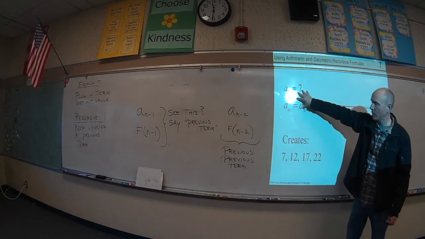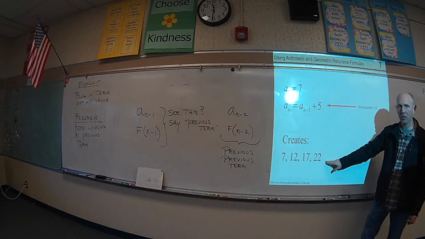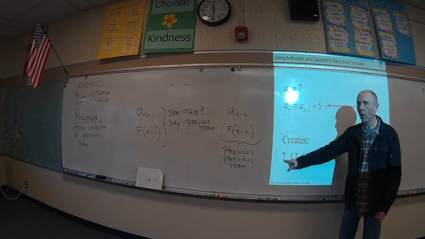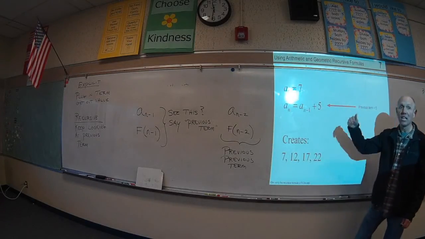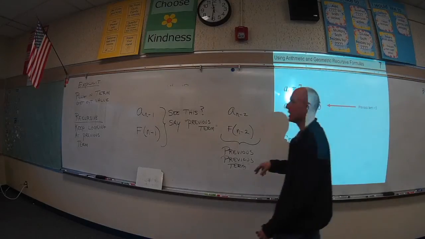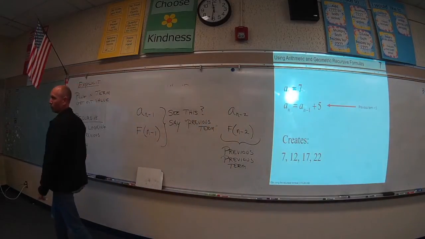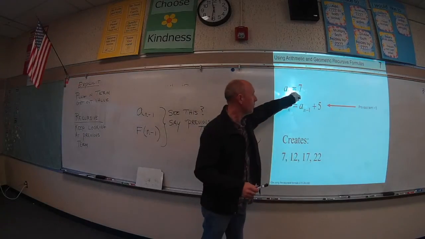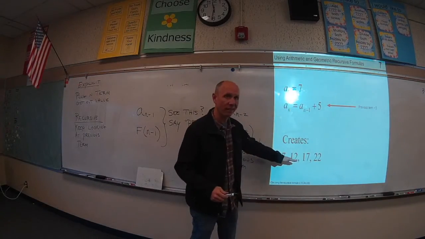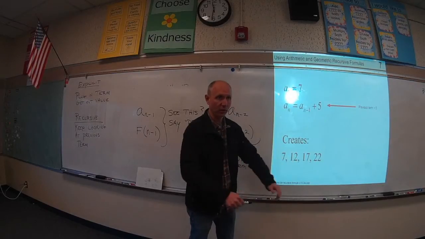These 2 things create this. And it doesn't create it by me throwing in a 1 and getting out a 7, throwing in a 2, getting out a 12, throwing in a 3, 17. Nope, I'm not throwing numbers in. This is not an explicit. This is a recursive. If I give you this, you should be able to create this. And here's how it works.